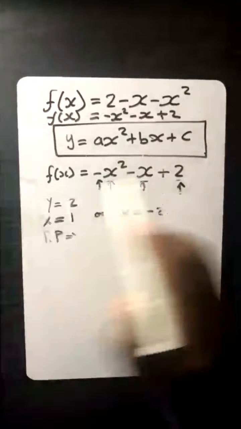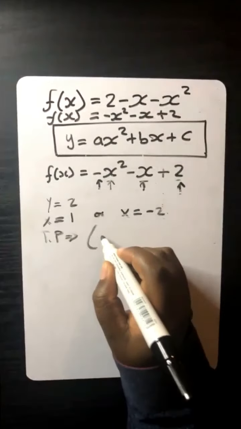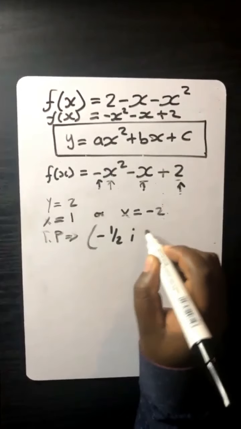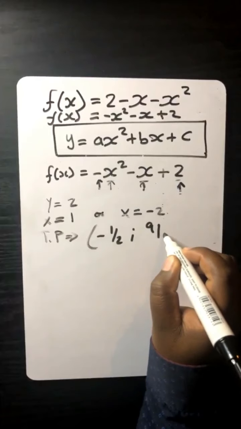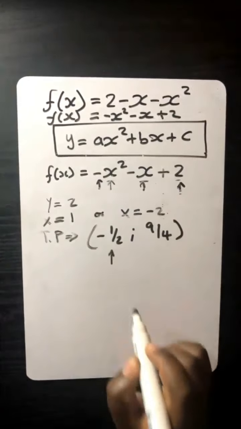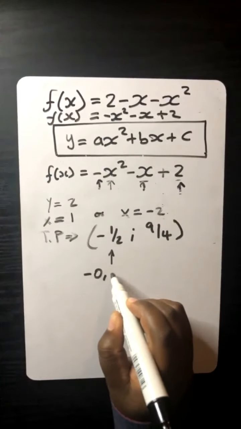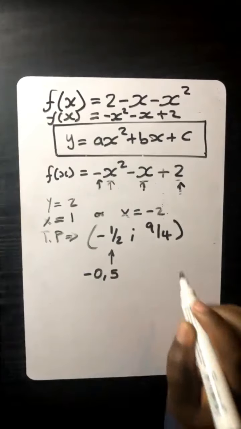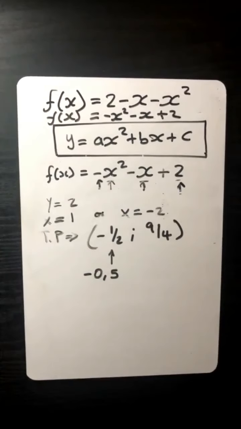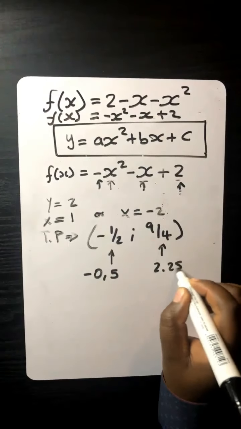So remember, guys, you need to show all of these calculations to score maximum marks. So what was the x value? I think it's negative half, and then that one is positive 9 over 4. So remember, guys, you need to know what that is in decimal so that you have an idea of where your point will be. Then what is that in decimal? 9 divided by 4 in decimal is 2,25.